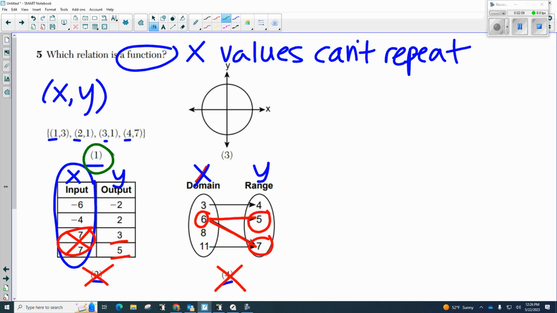The last thing I want to talk about is the vertical line test. I'm going to abbreviate that, VLT, vertical line test. If you draw a vertical line, it cannot touch more than 1 time. That's like the x value repeating. Okay, so you see here it touches a vertical line 2 times, which makes it not a function.